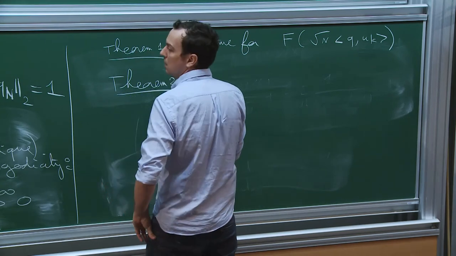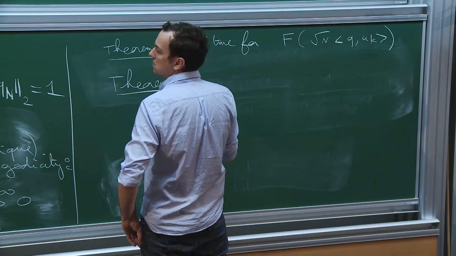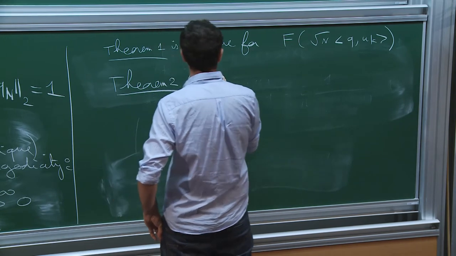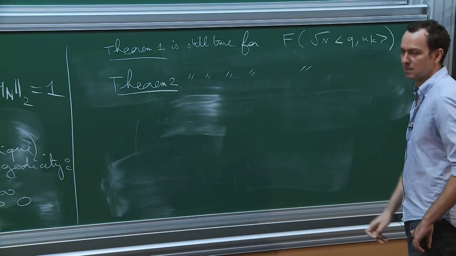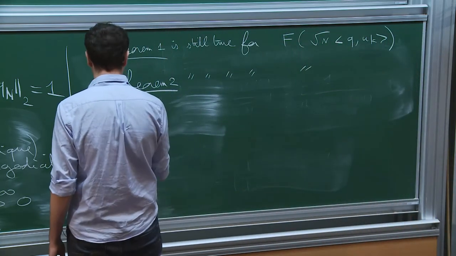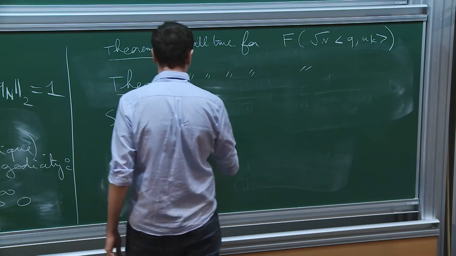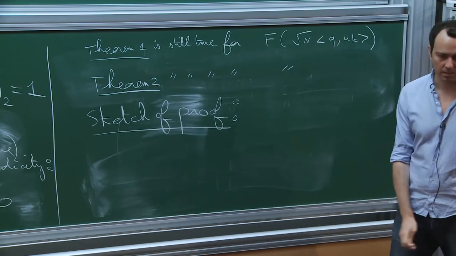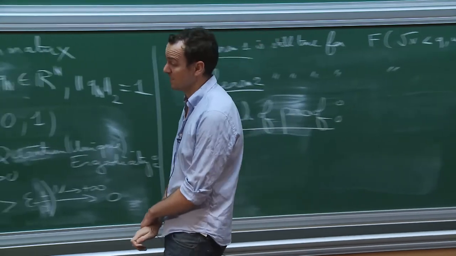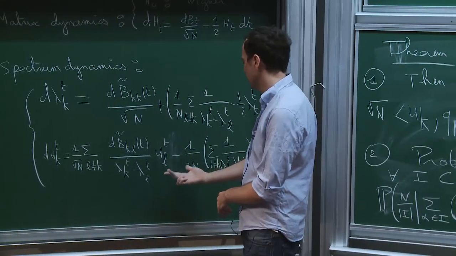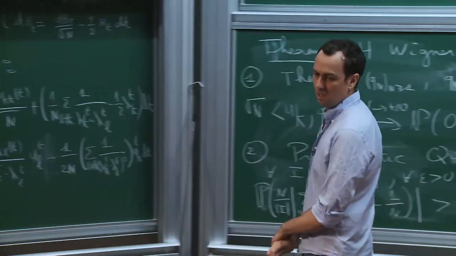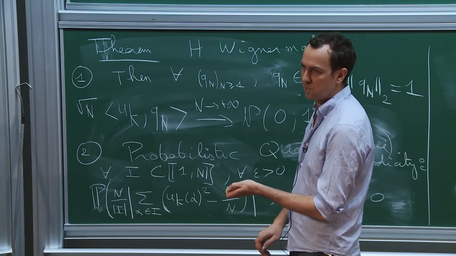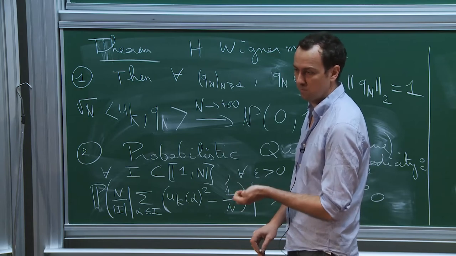So theorem two is just going to be true on the same scales. So it is still true for the same f. And here is a sketch of proof. So for eigenvalues, we were proceeding by coupling. And here I have no idea how to couple. This is dimension n squared. I could not find any way to make it parabolic. And on the other hand, what we want to prove convergence to is much simpler. It's just a Gaussian. So maybe just by taking moments, we can prove that they converge to the moments of a Gaussian.